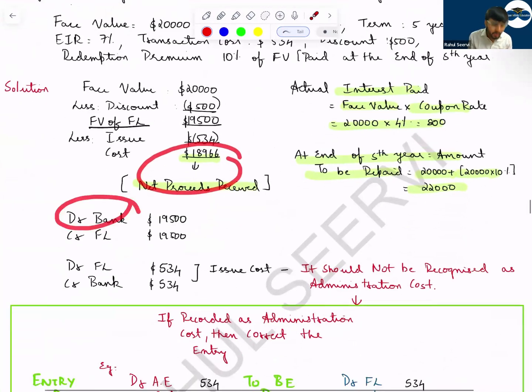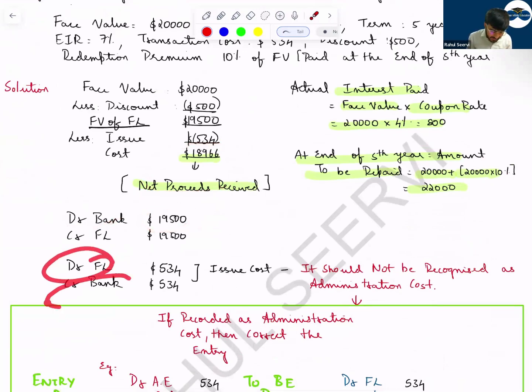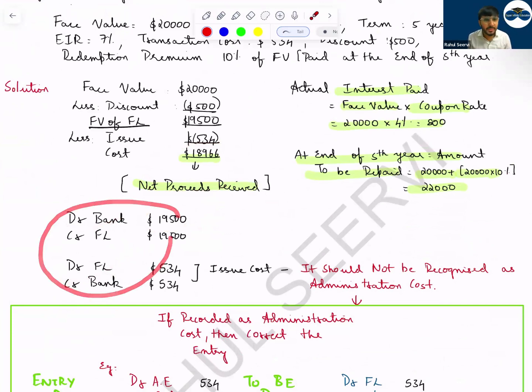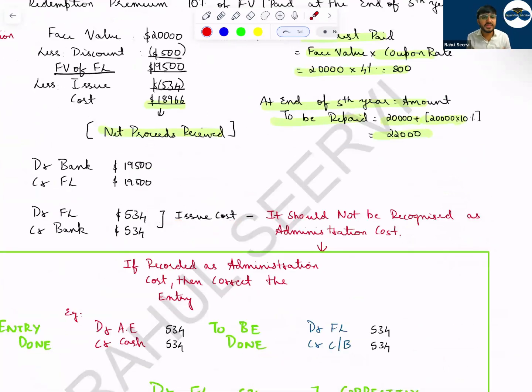So what is the entry? Debit bank, credit financial liability 19,500. Then debit financial liability, credit bank, because the issue cost is going out here, and we have to record this at net proceeds. So either you can record both separately, or you can combine these journal entries and record them in your books. Then we had seen that in your single entity question, the examiner says that sometimes the issue cost is directly taken to administrative cost. That is wrong. We have to capitalize it, we have to reduce it from the liability so that it is recorded as expense over the years.